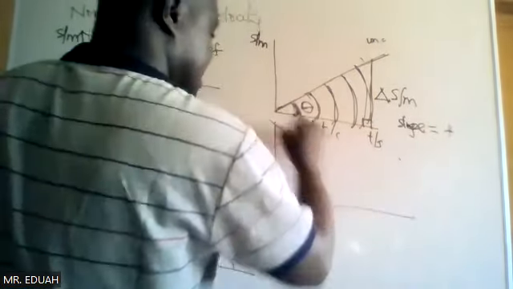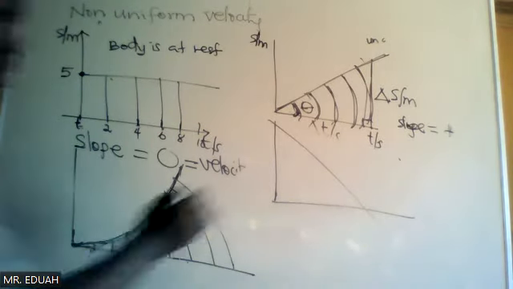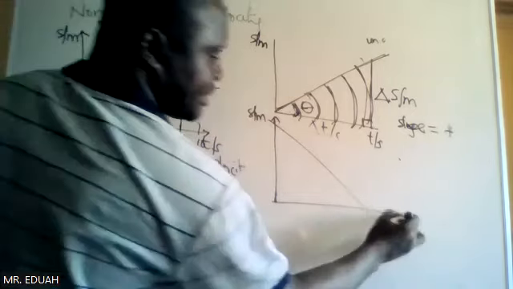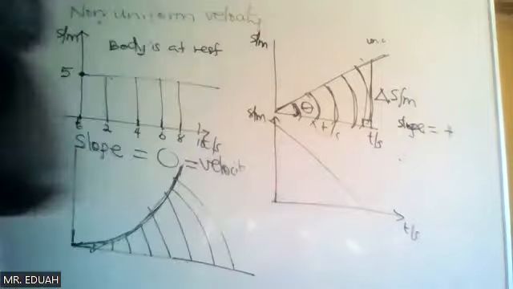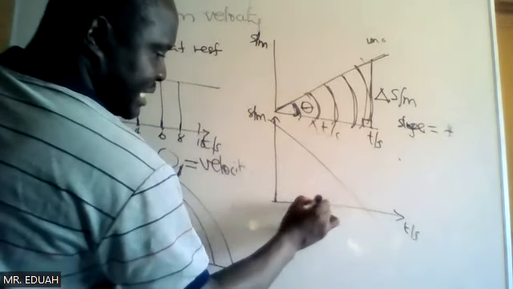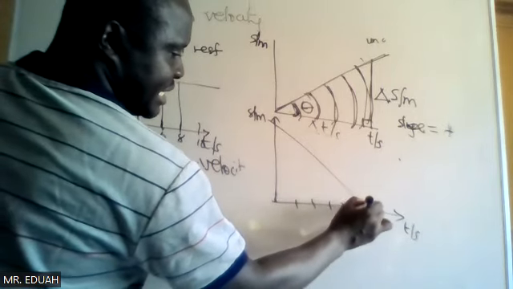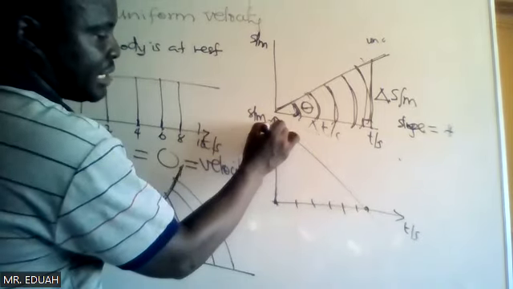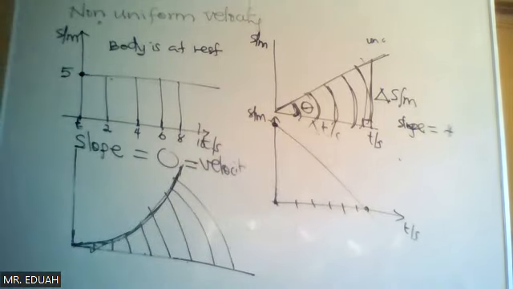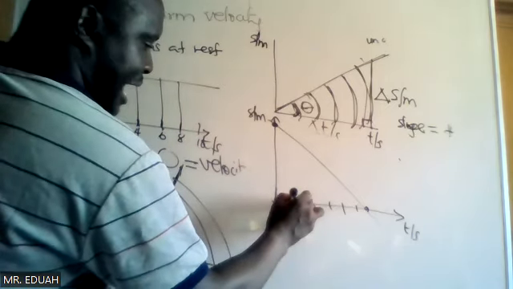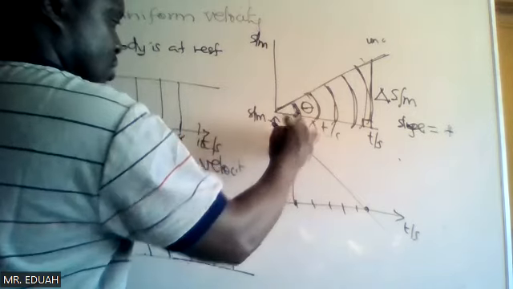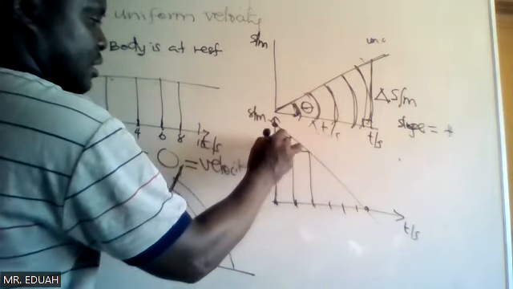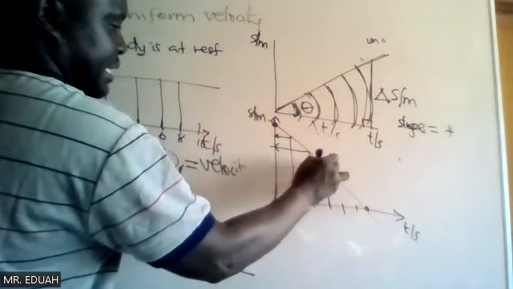If we have this situation, and it's a distance or displacement time graph, what it simply means is that the displacement or the distance covered decreases with time. So at t equal to 0, the distance or displacement is maximum. As time continues to increase, you realize that the distance decreases, as shown by the arrows.